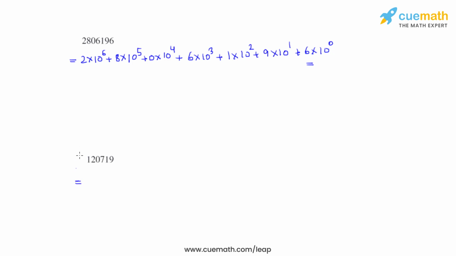Coming to the fourth one, let's count how many digits we have after 1. 1, 2, 3, 4, and 5. So it can be written as 1 times 10 raised to 5 plus 2 times 10 raised to 4 plus 0 times 10 raised to 3 plus 7 times 10 raised to 2, plus 1 times 10 raised to 1, and finally plus 9 times 10 raised to 0. We'll go on to the next set of bits now.